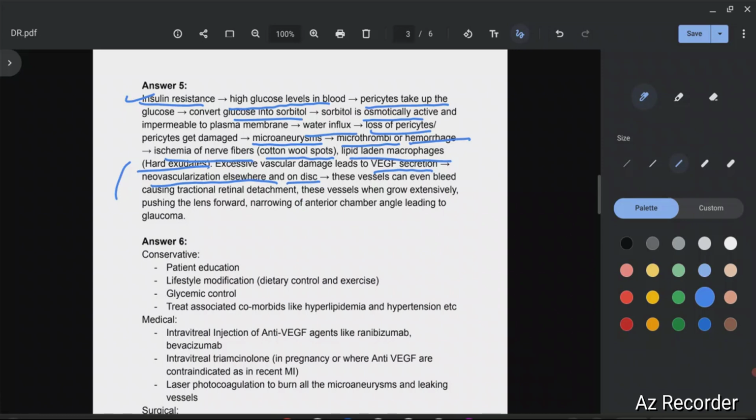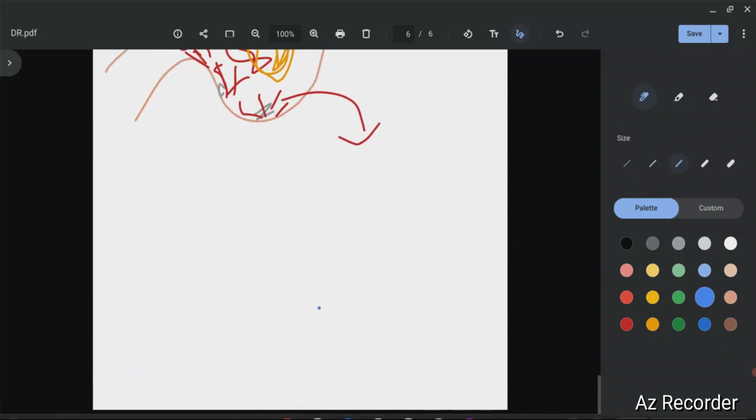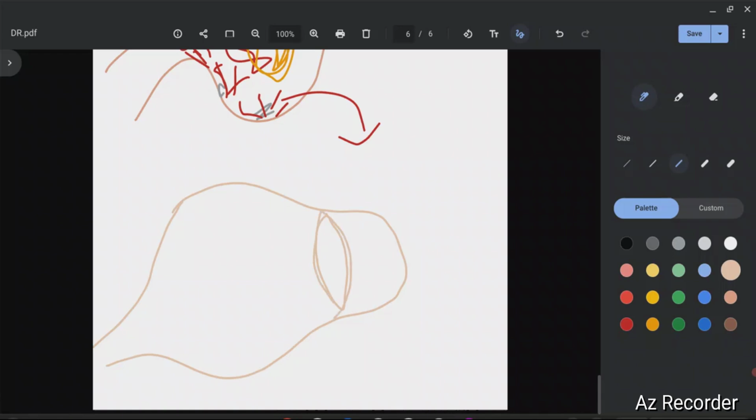Okay. Important thing. Let me make it over here. This is your lens, right? This is your lens. And in the retina, the patient has developed a huge amount of new vascularization. These vessels can come like this, and then they can even push this lens forward anteriorly.